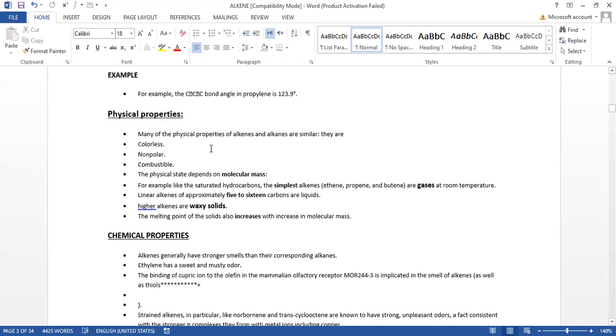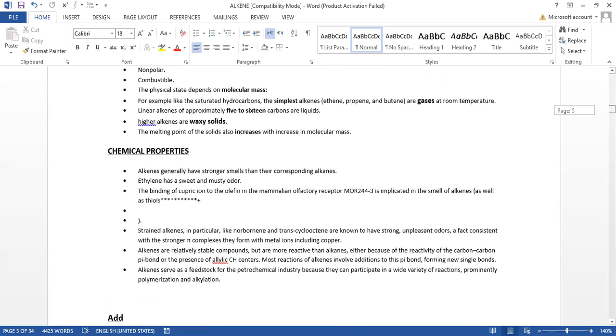In physical properties, we can see that they are similar to the alkanes because they are colorless, non-polar, and combustible. The physical state depends upon the molecular mass, because just like unsaturated hydrocarbons, the simplest alkenes, ethene, propene, and butene, are gases at room temperature, while from 5 to 16 carbon atoms, the alkenes are liquid in nature. And the higher alkenes are waxy solids. Melting point and boiling point increase with molecular mass.